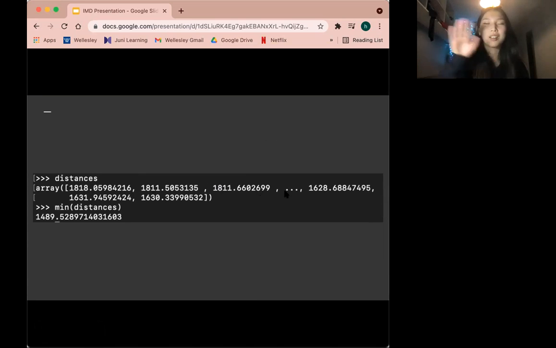And then these are the last entries in our array. And we can see that there's a huge difference here. And if I just find the minimum, the minimum distance that we got was 1,489, which lies somewhere in the middle here.